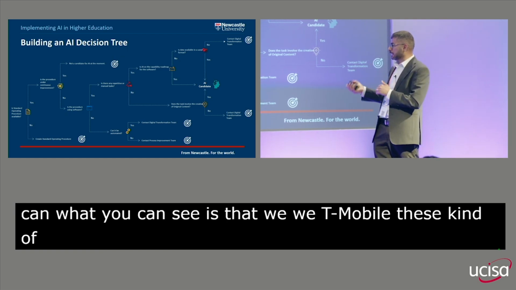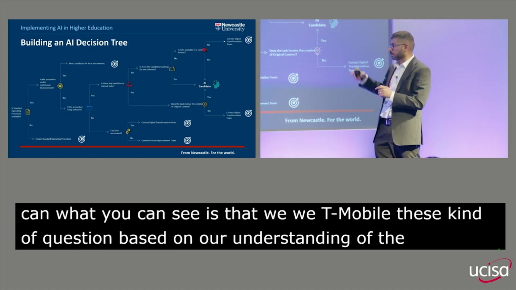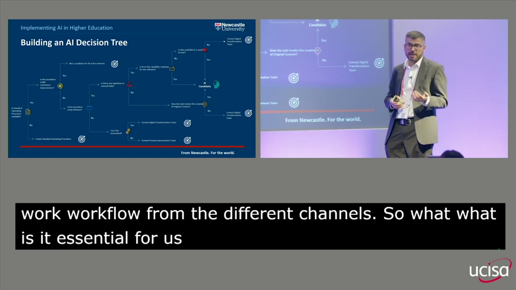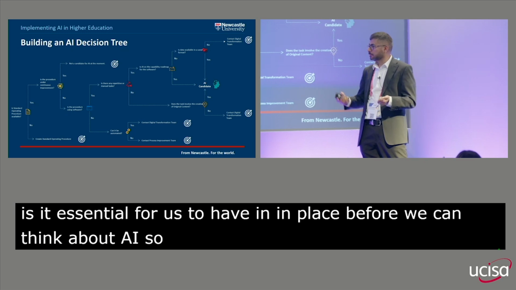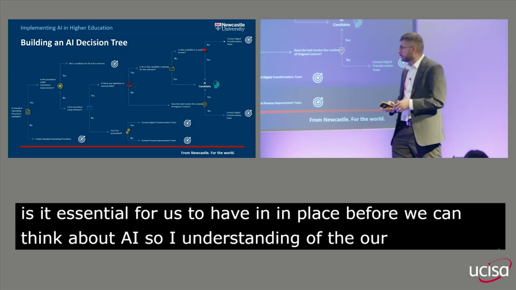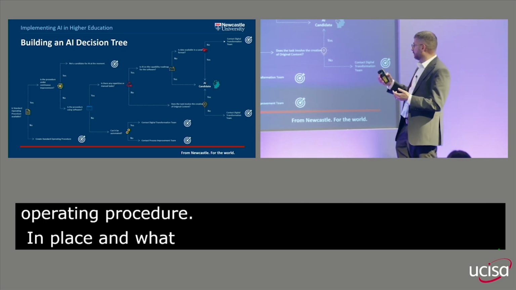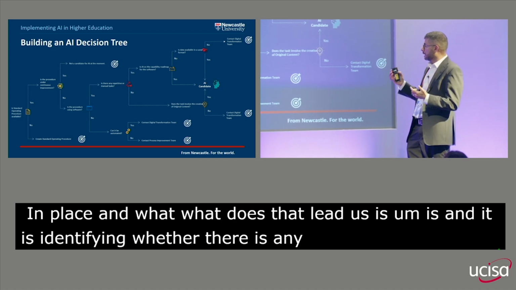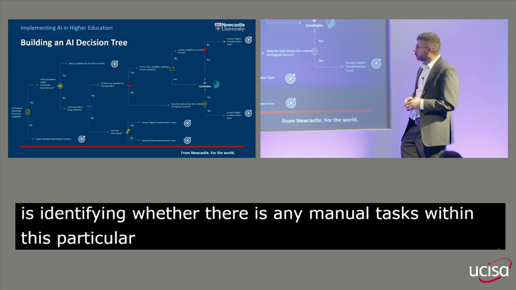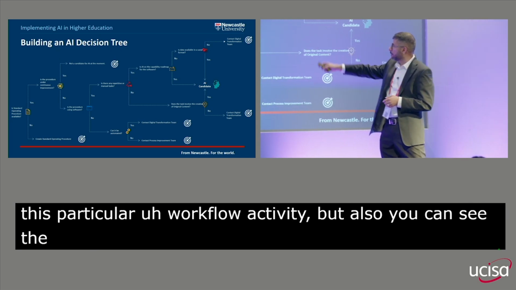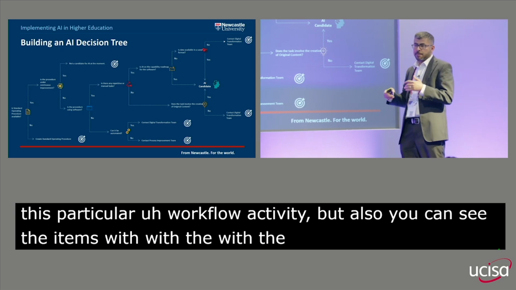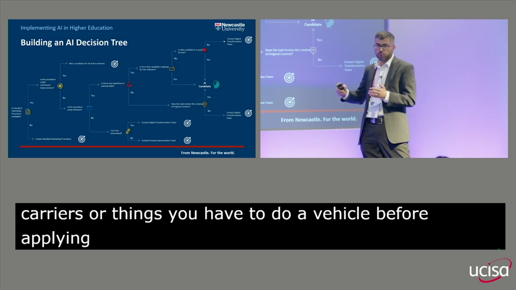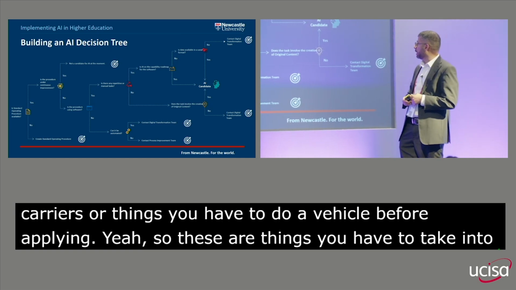We came up with these questions based on our understanding of the previous workflow from the different channels. So what is essential for us to have in place before we can think about AI? Understanding of our SOP, standard operating procedure: is it in place? And what does that lead us to is identifying whether there is any manual task within this particular workflow or activity. You can also see the icons with the targets here. These are barriers, or prerequisites you have to take into consideration before applying AI.